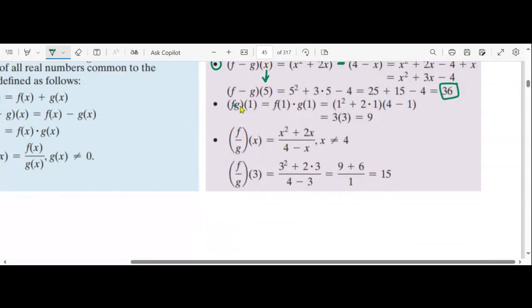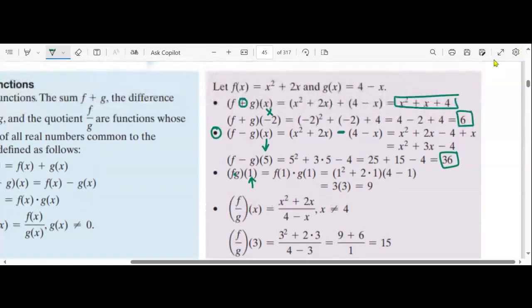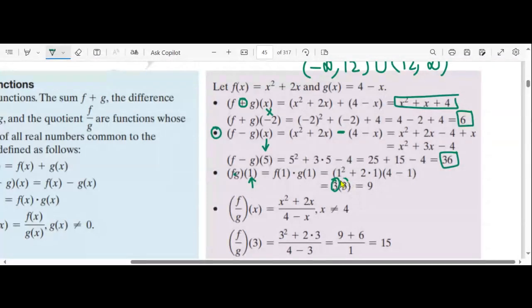Again, now we're going to do what? Multiplication. Multiply f times g, and replace x by what? By 1. So where's f? Three. Okay, so your first answer is 3. 1 for the second one. 4 minus 1? 3. So your second answer is what? 3 times 3? 9. Easy as easy.